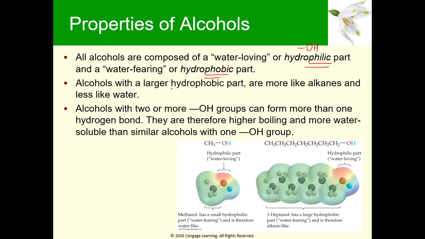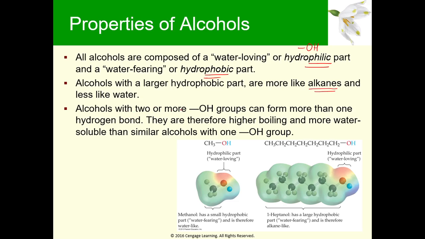So alcohols with larger hydrophobic part are more like alkanes and less like water. So imagine meron kang 10 carbon chain long na tuloy-tuloy na carbons tapos may OH sa dulo. Yung 10 na carbons na yun, para siyang alkane. And yung OH dun sa dulo, yun yung parang attracted dun sa water. Pero mas malaki pa rin yung hydrocarbon chain. So mag-a-act siya na parang alkane at less like water.